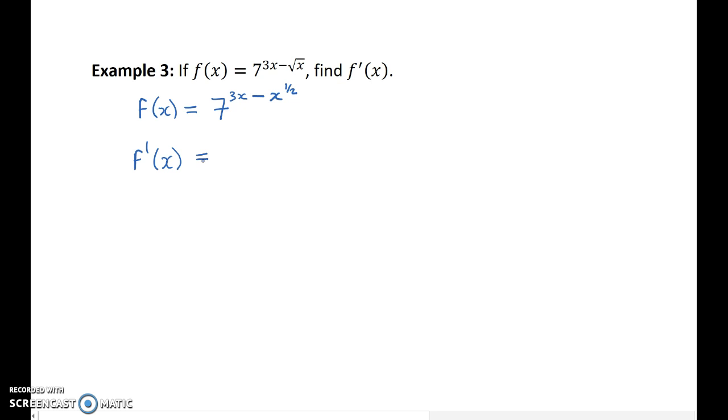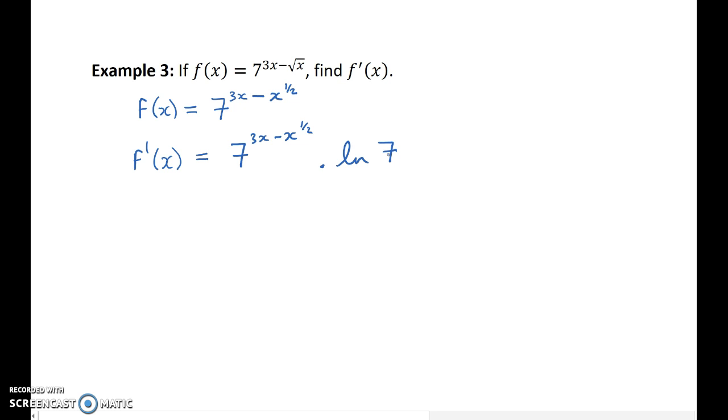Now the basic rule for an exponential that has a base other than e is to keep everything exactly the same. So we're going to start off by keeping everything exactly the same, and then we multiply that by the natural log of whatever the base was. So in this case it's 7. So that's the basic rule.